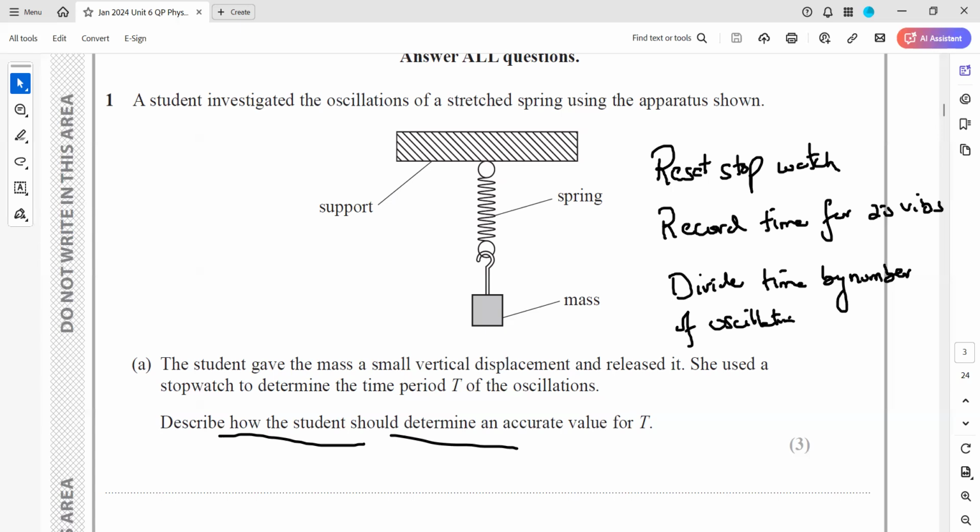And repeat the experiment and take an average. But do not only say repeat the experiment; mention how many times, at least repeat the experiment 5 times and take the average or mean. These are the points you should include.